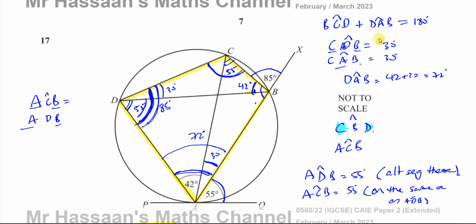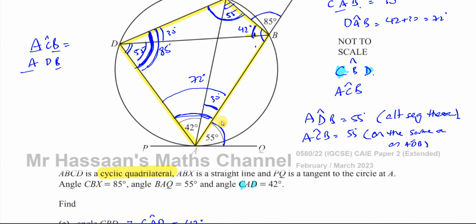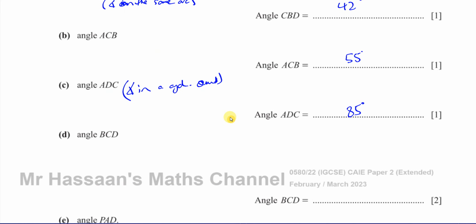So now I know this is 72, so we can follow this further. So BCD is equal to 180 minus DAB, which we worked out as 72. So 180 minus 72 is going to be 108 degrees. So that's the angle BCD, 108 degrees. Okay, so we've got the angle over there.